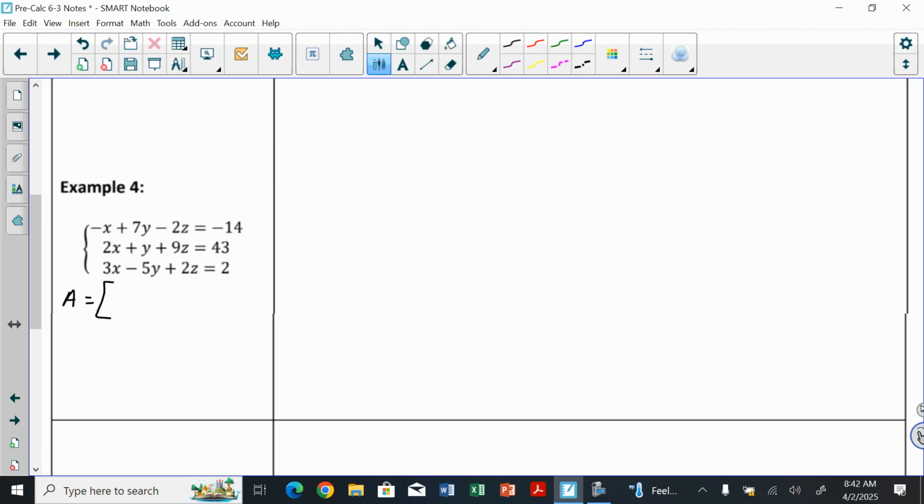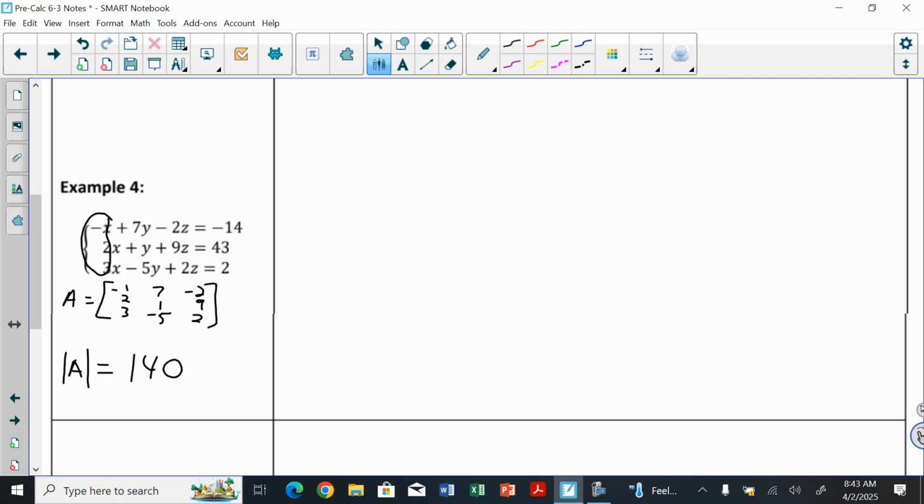So I'm just taking these coefficients, right? -1, 2, and 3. And then 7, 1, and -5. And then these coefficients, sorry, -2, 9, and 2. And just make sure you have the right signs and everything there. Now, again, this takes a little bit of time, but you'll have to find the determinant of this coefficient matrix because that goes in the denominator. I'll save the time and tell you that it's 140.